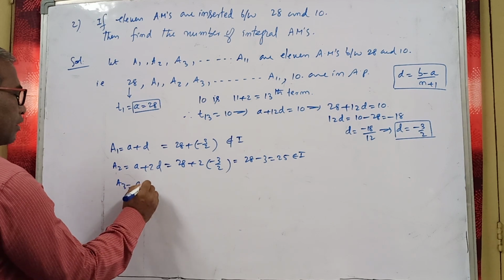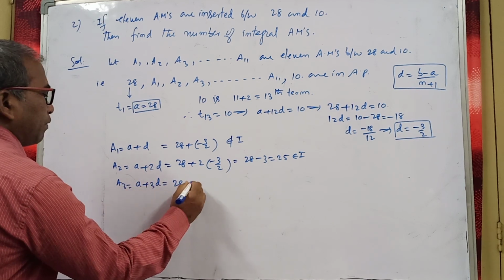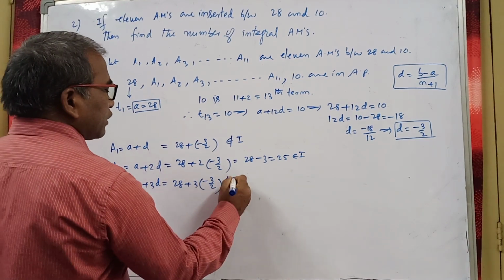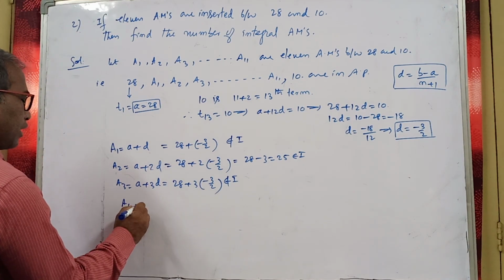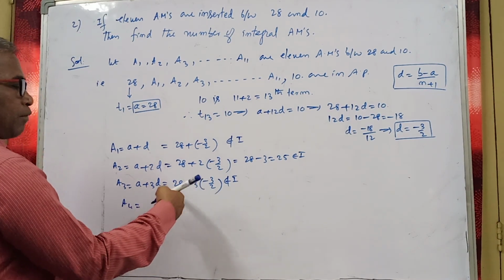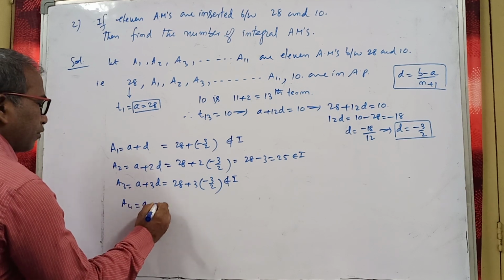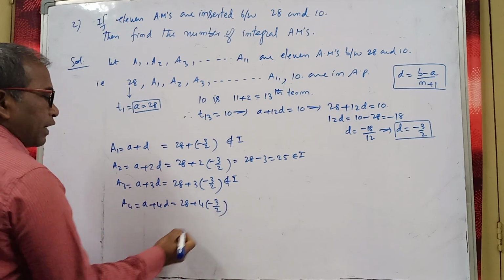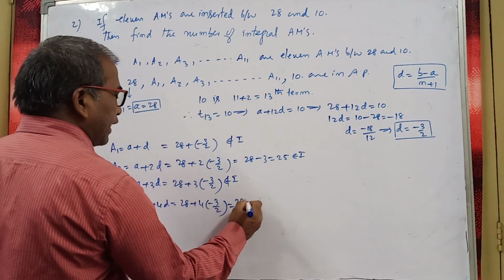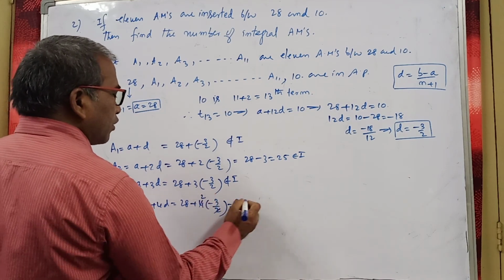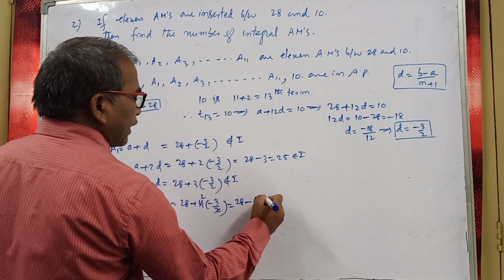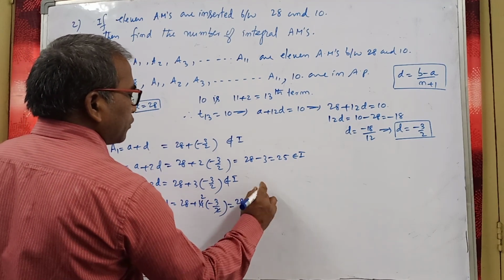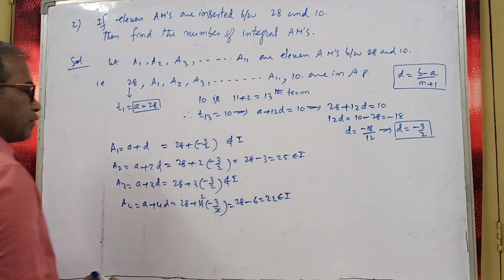So A3. A plus 3D. 28 plus 3 into D, minus 3 by 2. Here a 2 is in the denominator. So this does not belong to I. This is a fraction. That's why I am not counting. So A4. A plus 4D. 28 plus 4 into minus 3 by 2. Here the 2 cancels. So 28 minus 6. How much? 22. Yes, this is 22. So this belongs to the integers I.